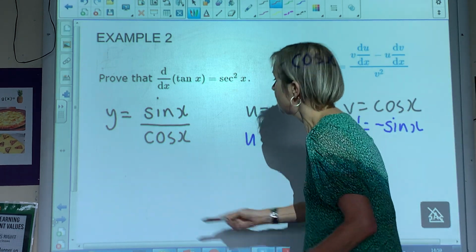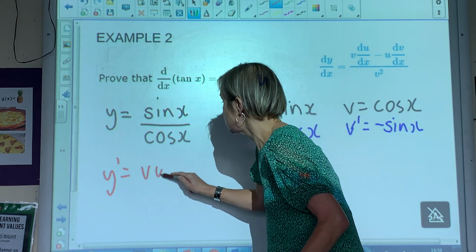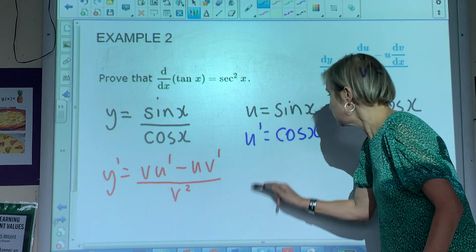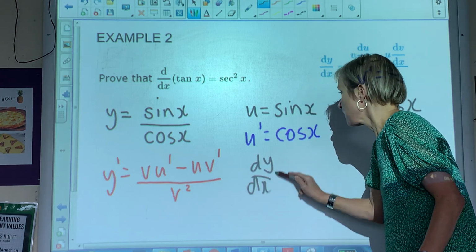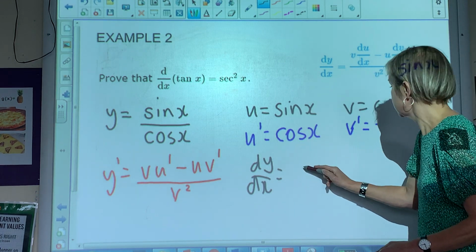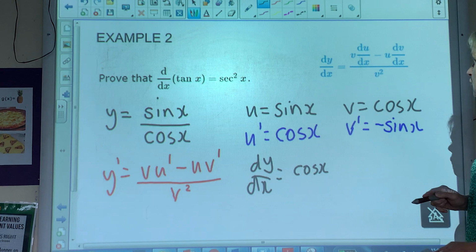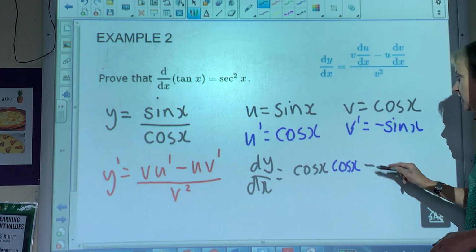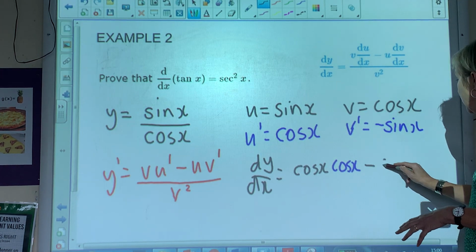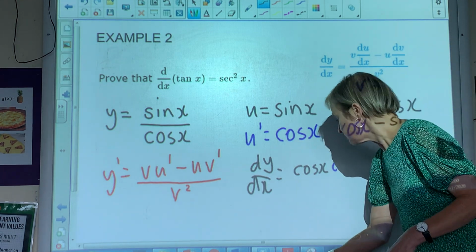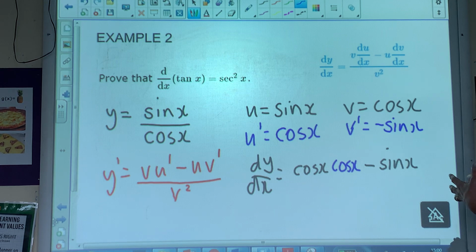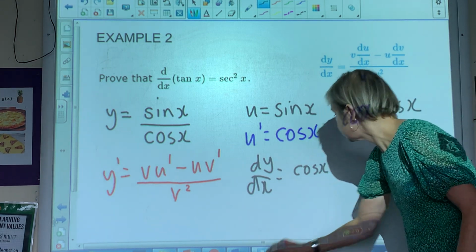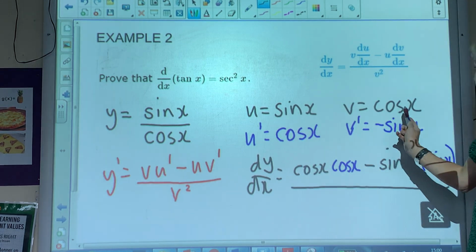I'm then going to take my quotient rule. So v du dx minus u dv dx all over v squared. So I'm going to end up with dy dx is cos x times cos x minus u, which is sine x, times minus sine x, all over cos x all squared.